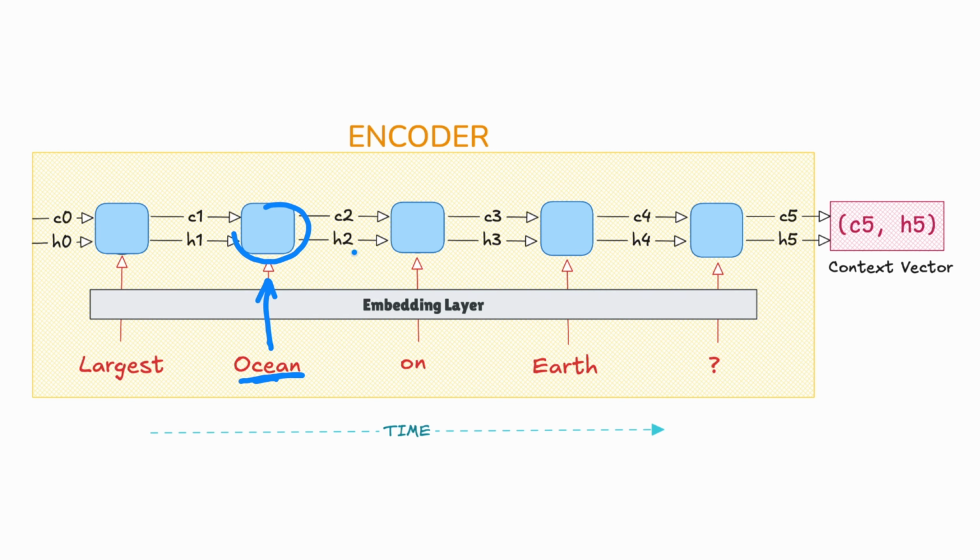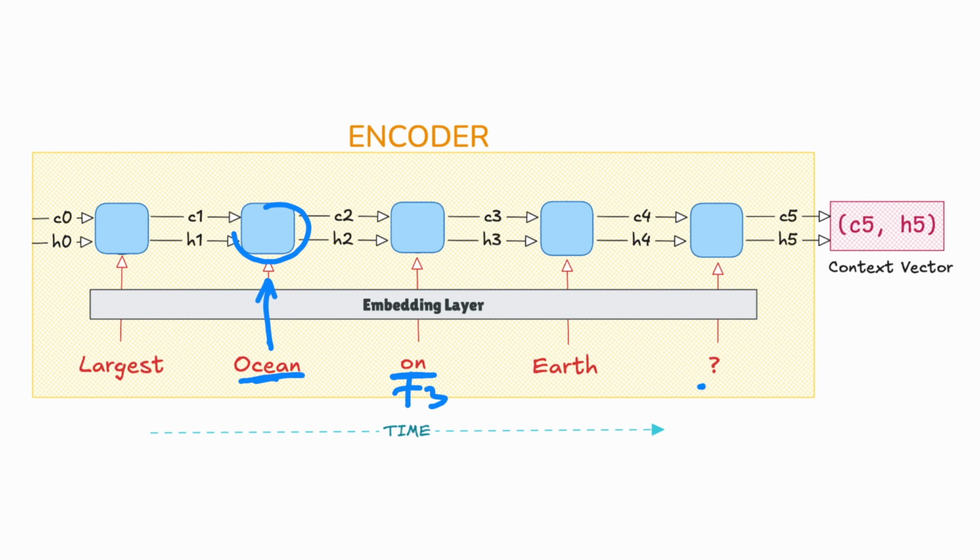And this will produce C2 and H2, and then we'll process the next time step. This is T3, which is the word "on", and similar to earlier, we'll pass it through the embedding layer. We'll then pass it into the LSTM unit, and along with the input, we also have the output from the previous time step, that is the C2 and H2, the cell state and the hidden state, and this will produce a new cell state and hidden state. And this will keep going on until we process all the tokens present in the input sequence.